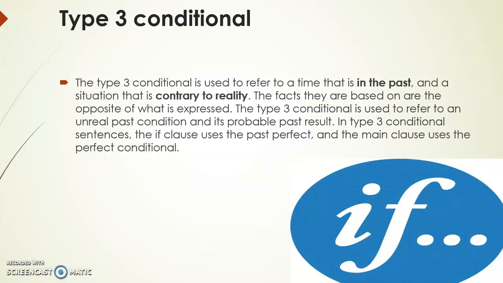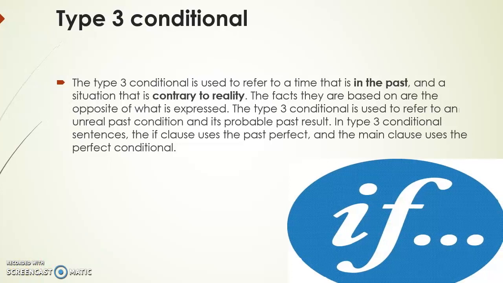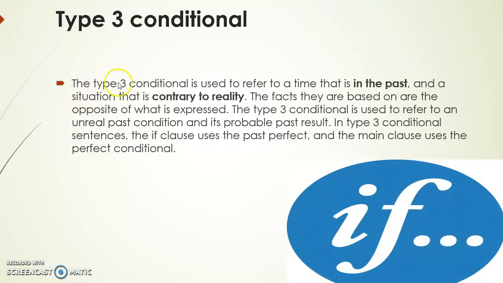And the type 3 conditional. The type 3 conditional is used to refer to a time that is in the past and a situation that is contrary to reality. The facts they are based on are the opposite of what is expressed. The type 3 conditional is used to refer to an unreal past condition and its probable past result. In type 3 conditional sentences, the if clause uses the past perfect and the main clause uses the perfect conditional.